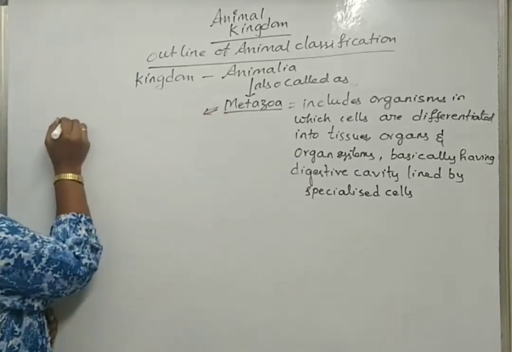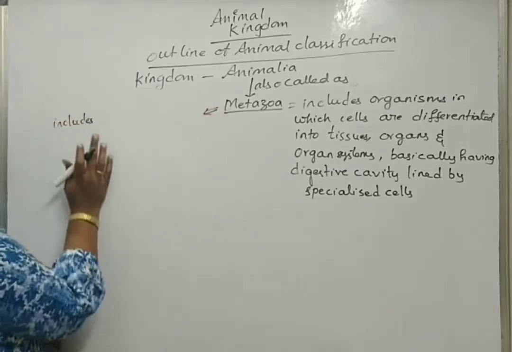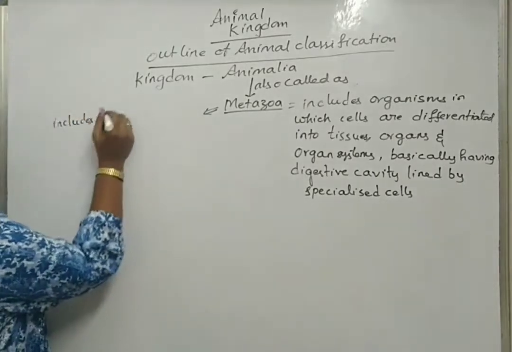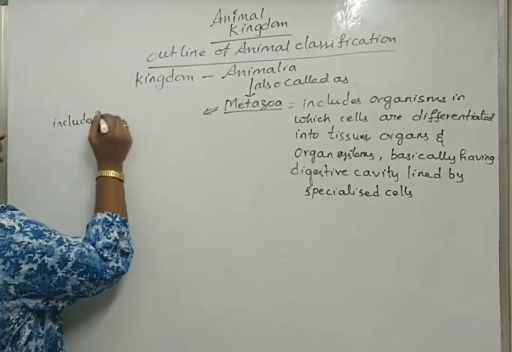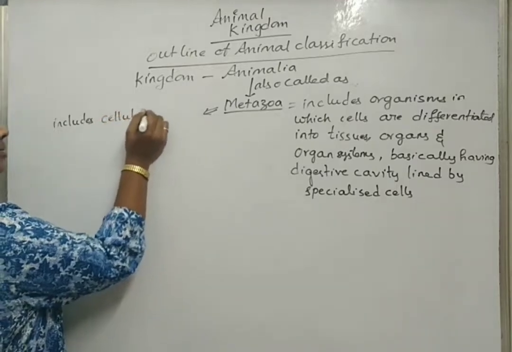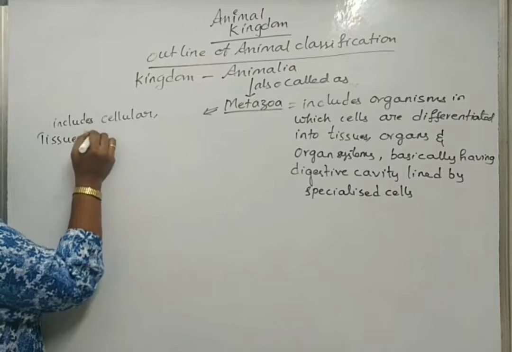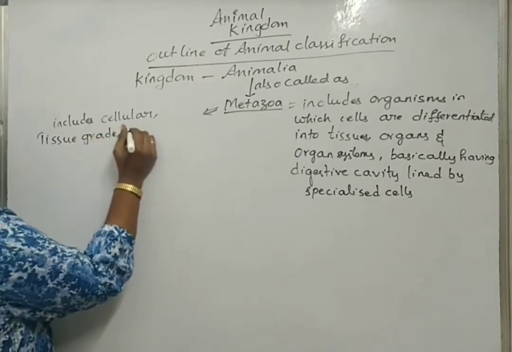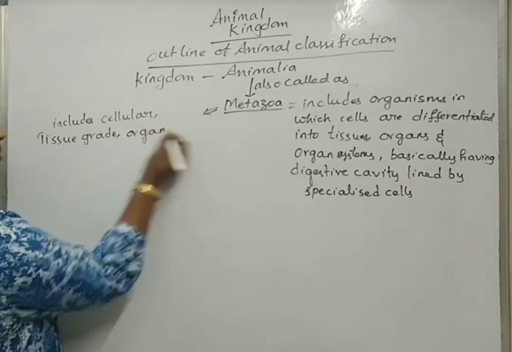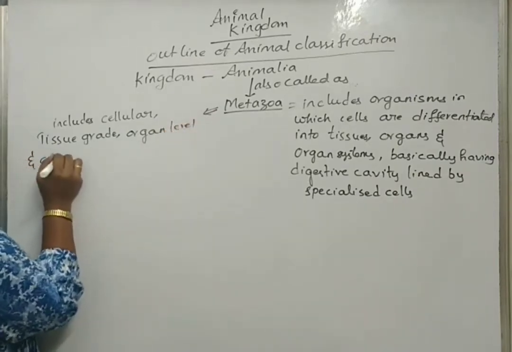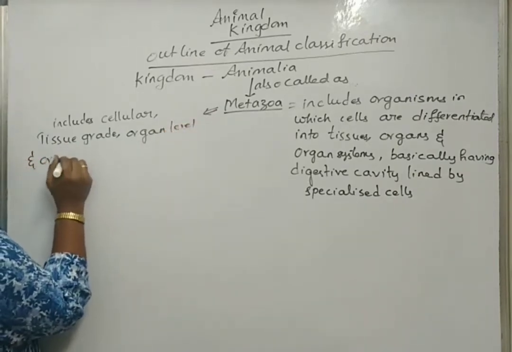Metazoa includes, we have written here about the organisms. We'll write the same thing in short form: it includes cellular, next tissue grade, next organ level, and organ system level of organisms.